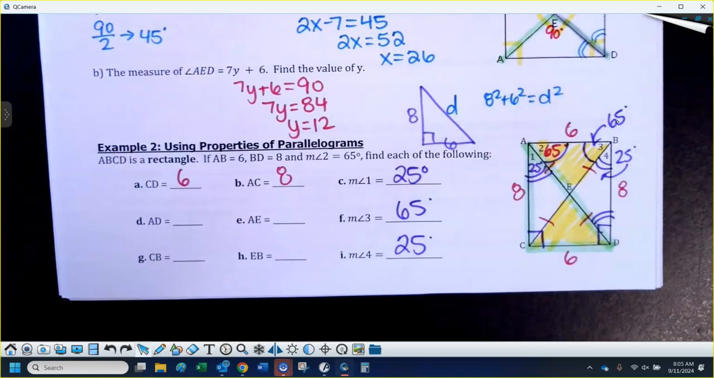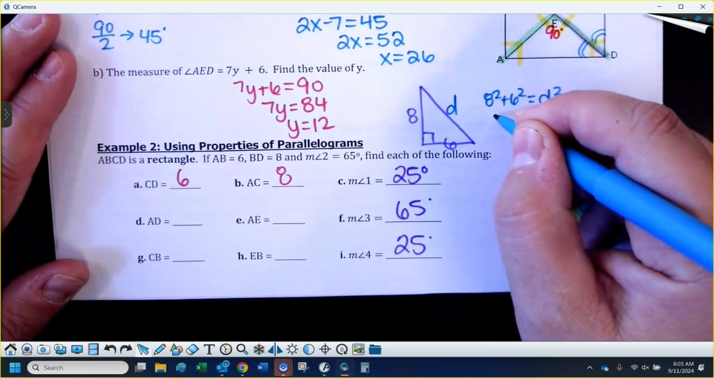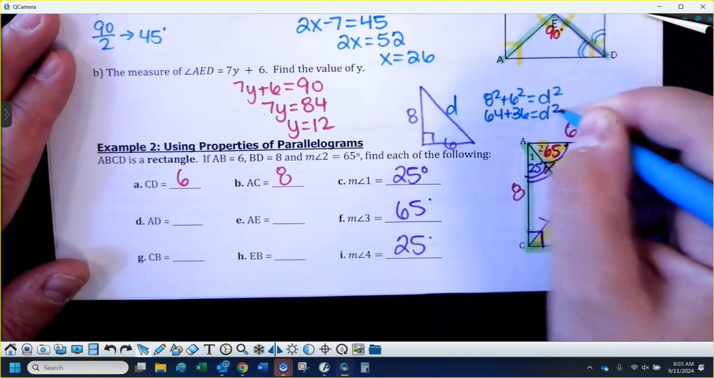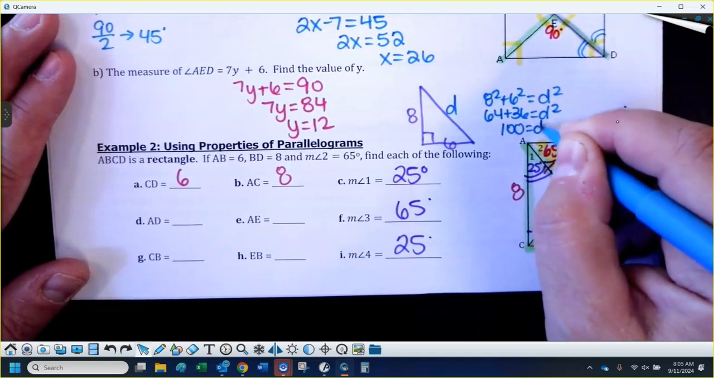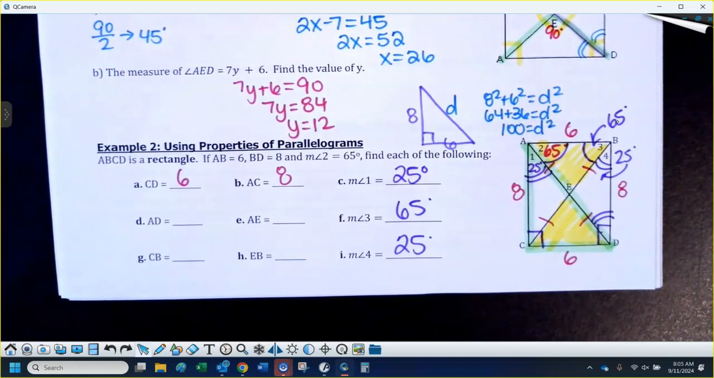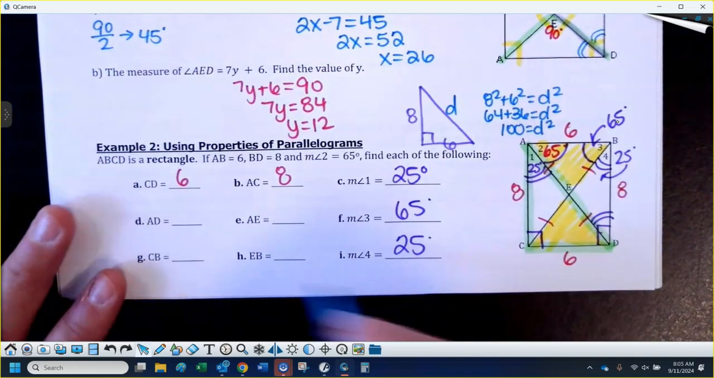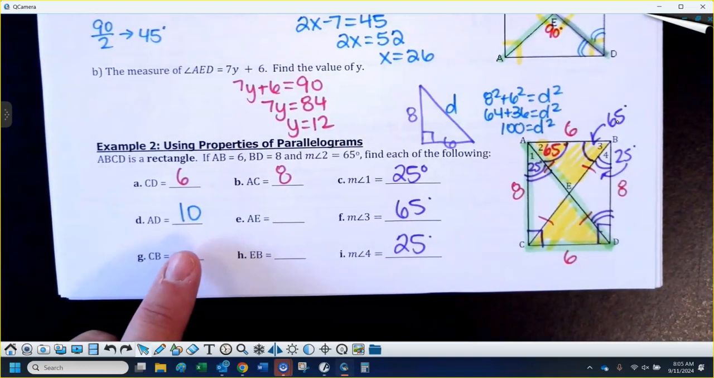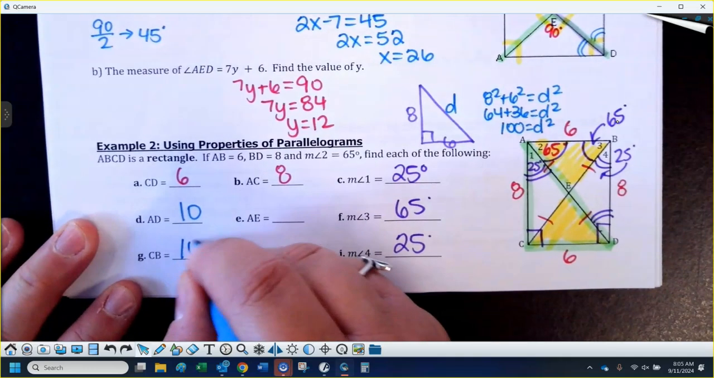So this is a nice number when you do it. Let's see, I've got 64 plus 36 is my diagonal squared. That adds up to 100. Does anybody know the square root of 100? 10. Okay, so AD, the diagonal, is 10. Where's the other diagonal? Oh, it doesn't ask us. Oh, yes, it does. B to C. This would also be 10.